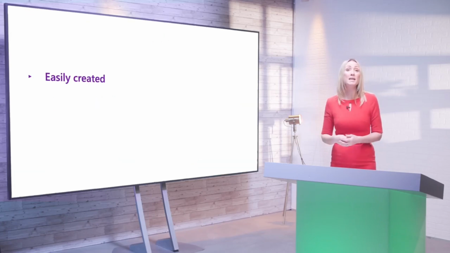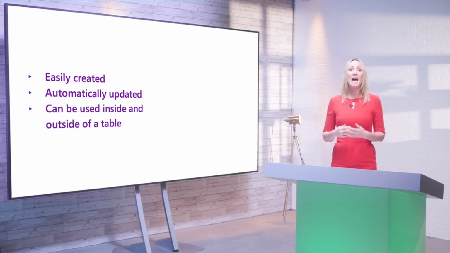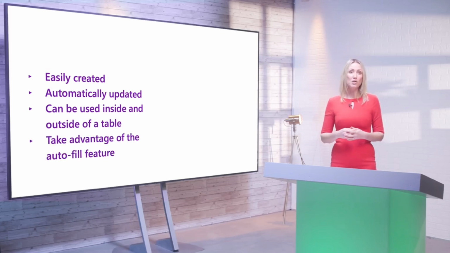You can easily create them by selecting the table elements you want to refer to. They update automatically when elements of the table are changed. You can use them inside and outside of the table, which can make your workbooks easier to understand. They take advantage of the autofill feature of autocorrect, filling the entire column of a table with a formula after entering it in just one cell. This is known as a calculated column.